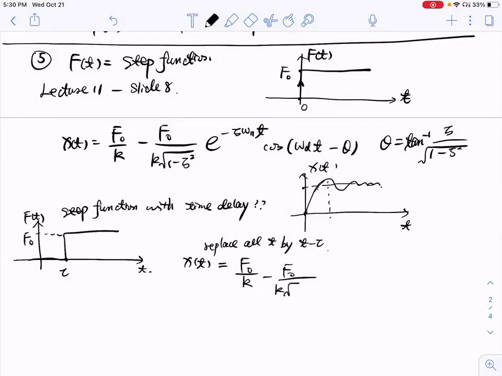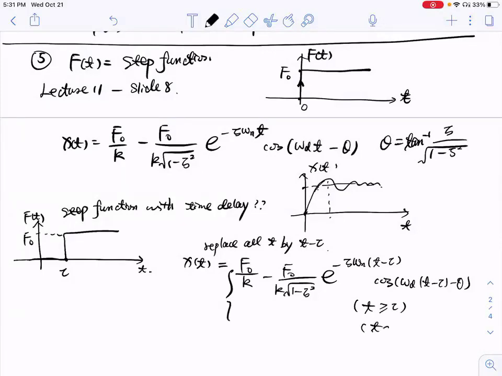So all the constants stay the same. And then minus zeta omega_n, you see t here, that becomes t minus tau. And you see cosine omega_d, another t over there becomes t minus tau. The same theta stays. That's the response when you have a certain period of time delay. And remember, once you have time delay, then your response becomes a piecewise function. So this is only true when t is greater than or equal to tau. And then if it's smaller than tau, then you have 0. Again, you can use the Heaviside function to merge the piecewise expression.